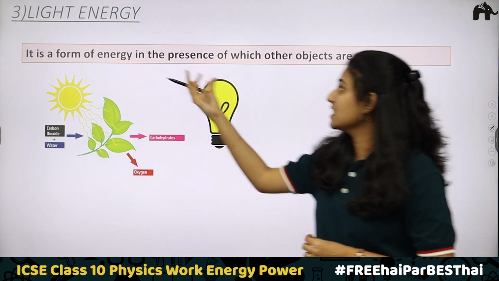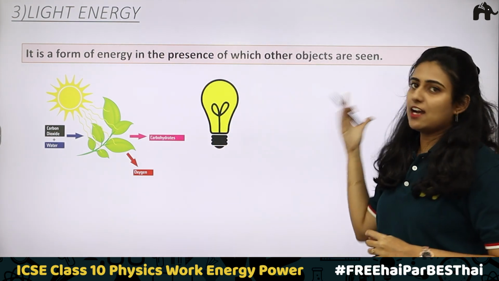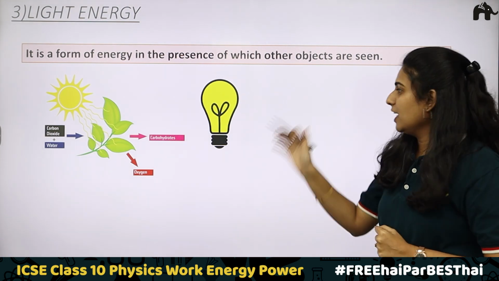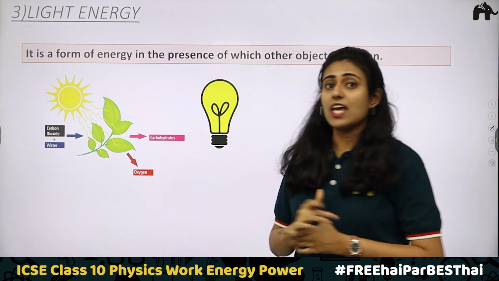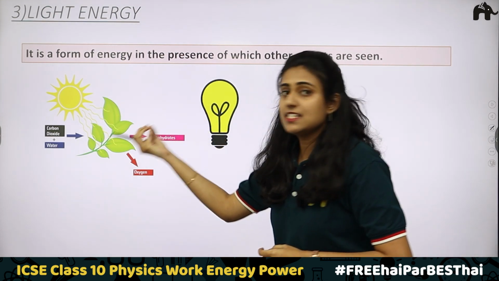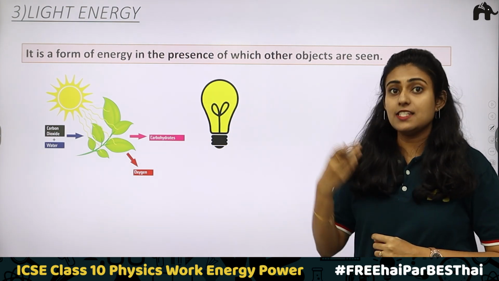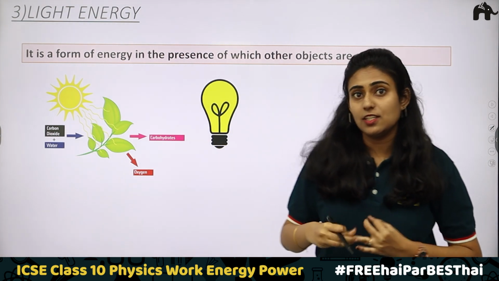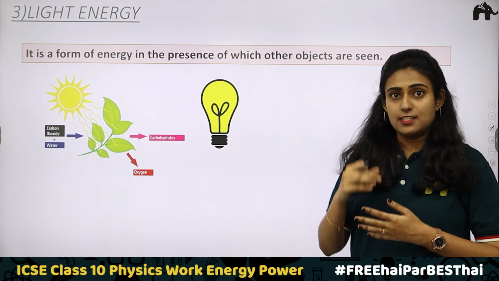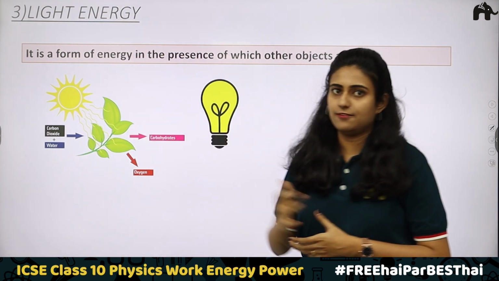Light energy is a form of energy in the presence of which other objects are seen. How is an object seen? For example, why do leaves appear green in color? Because sun's energy is taken by the leaves, all other colors get absorbed. That is, in VIBGYOR, violet, indigo, blue, yellow, orange, red, all these colors get absorbed, only the green color gets reflected.